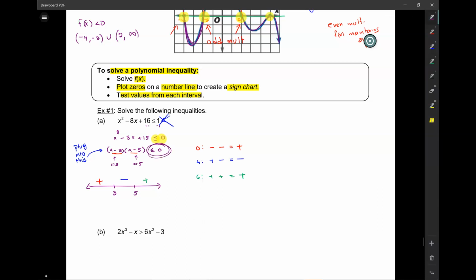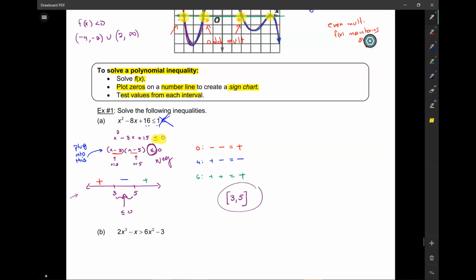Okay, now, my inequality was asking me to find the regions where f of x is less than or equal to 0, right? Less than or equal to 0, that means negative. So I look at my sign chart. This is the sign chart. Where do I have my negative region? Here. This is telling me that in the region from x equals 3 to x equals 5, f of x is less than or equal to 0. Okay? So my answer is going to be, the region that you want is between 3 and 5. Now, since my original inequality was less than or equal to 0, it's a closed circle, right? I do closed brackets. Otherwise, I would have done parentheses.